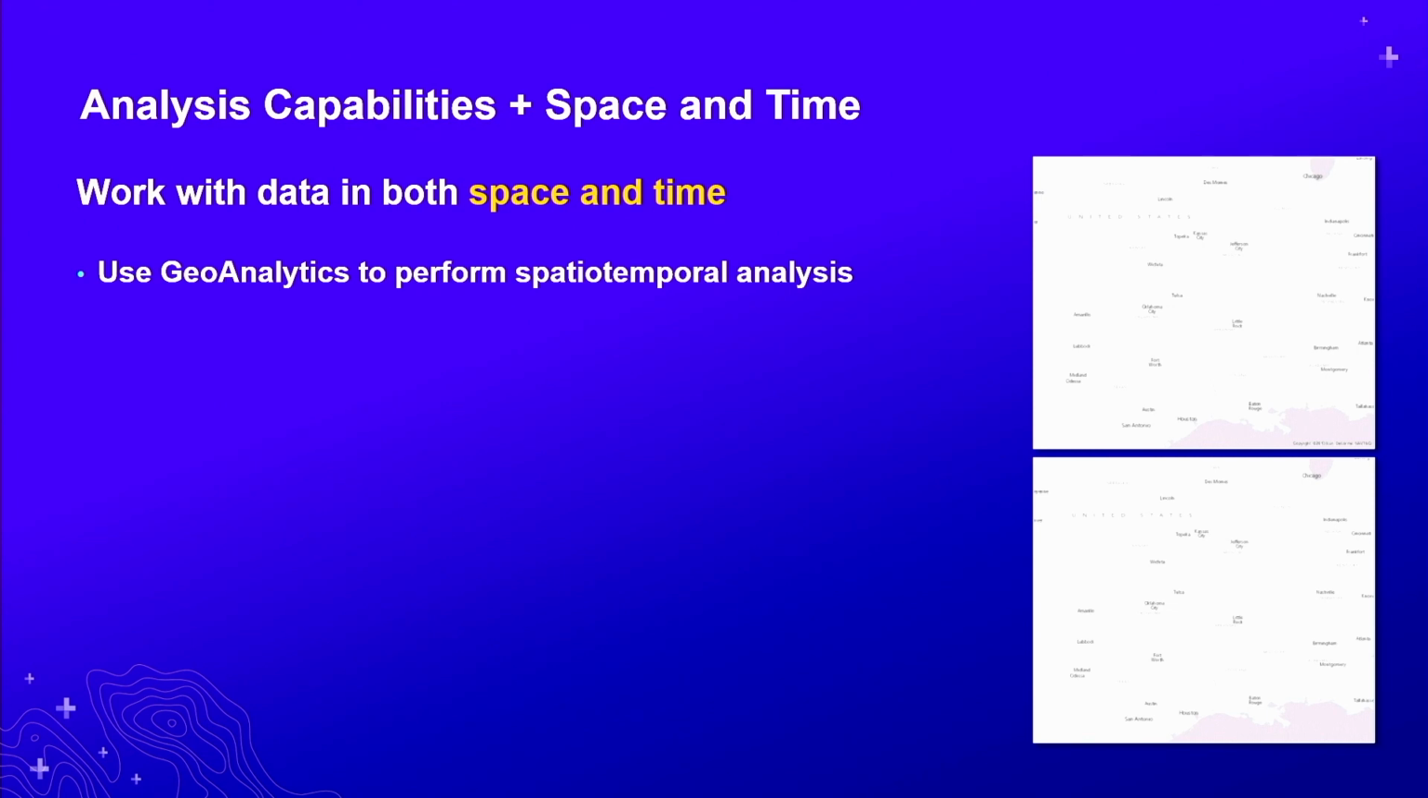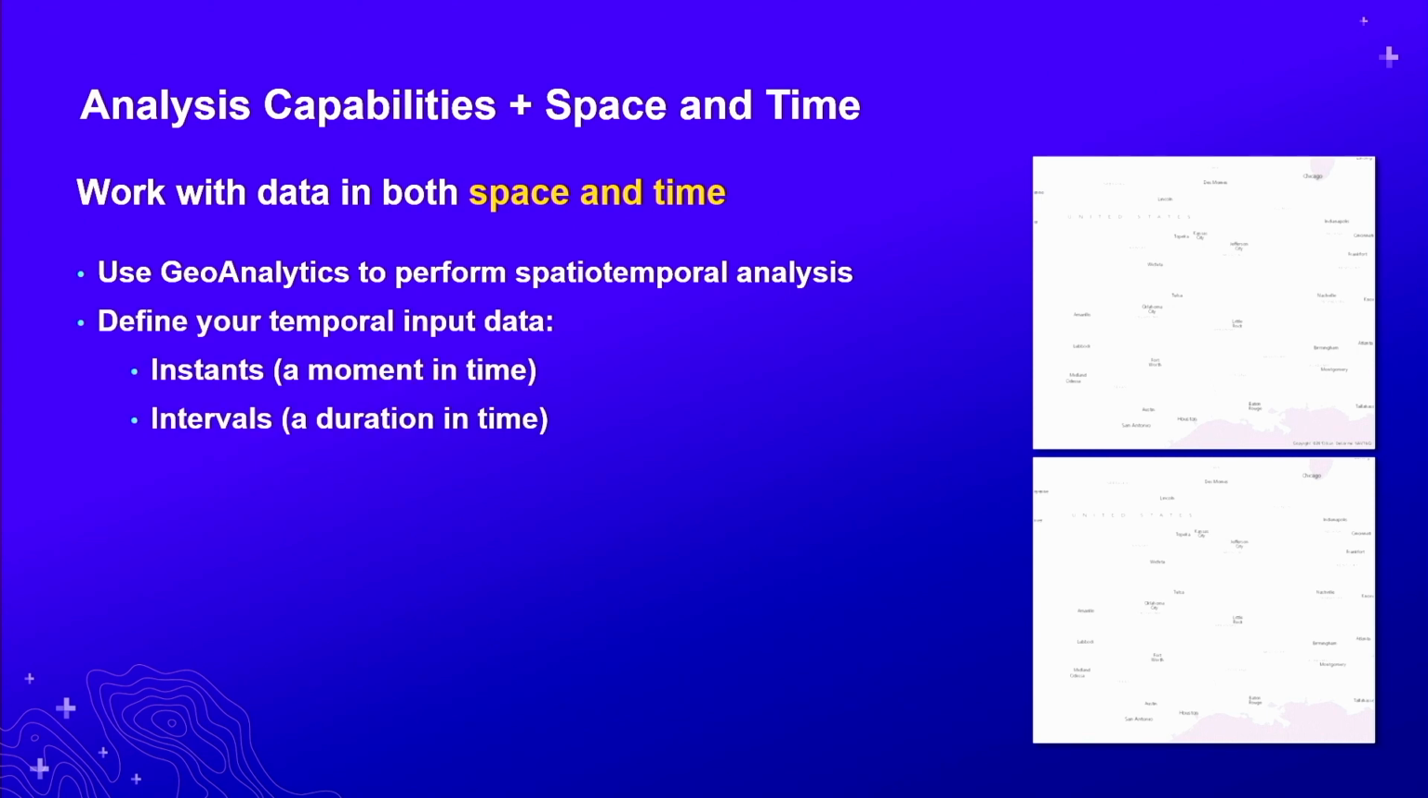So when you have an input, you need to define your temporal input by either instants or intervals. An instant is a single moment in time, whereas an interval has a start and end. Instants seem to be most popular, especially with event data. An Uber pickup happened at this location and this exact time, but there are intervals as well, for a ride, for example, if you had a start and end time.